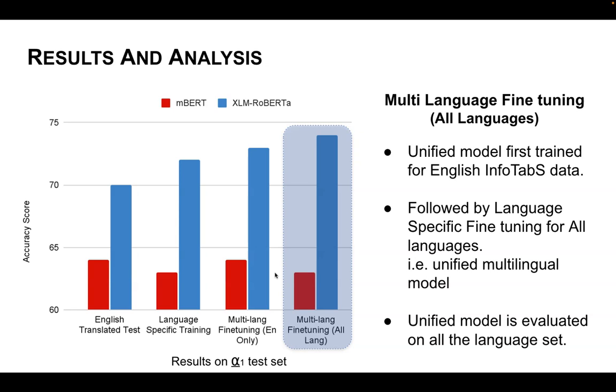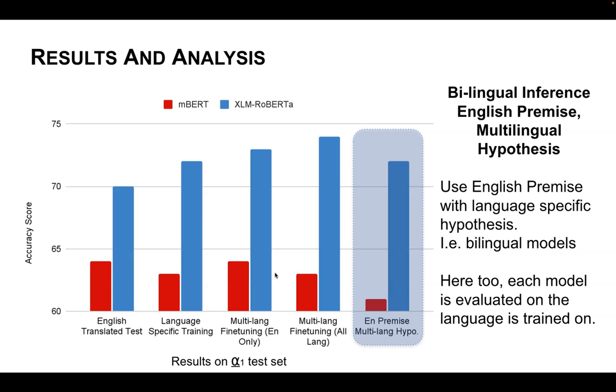It just has one single model which is trained on all the languages which we have in the XInfoTabS. Lastly, we also tried a new task similar to the multilingual task, which is bilingual inference, where we have an English premise and a multilingual hypothesis. This is very real in the real world, where the facts, here the tables, are mostly in English, but the claims are made in multiple languages. This is very common in the fact verification world.